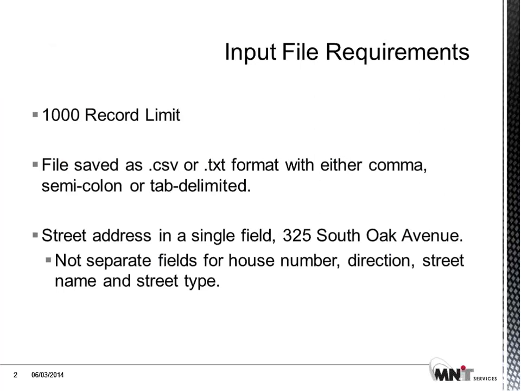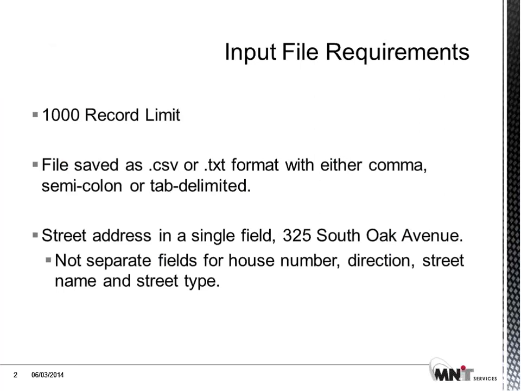There are some limits with putting the data into AGOL. You can only use 1,000 records. You have to have the data saved as a CSV or text format with either comma, semicolon, or tab delimited, and the street address needs to be in a single field.